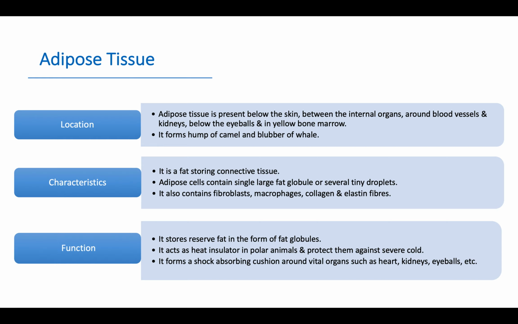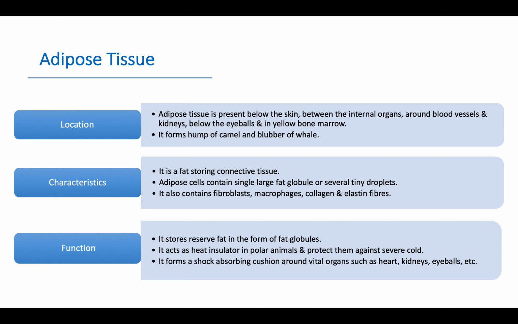Characteristics of adipose tissue. Adipose tissue is a fat storing connective tissue. Adipose cells contain a single large fat globule or several tiny droplets of fats. It also contains fibroblasts, macrophages, collagen, and elastin fibers.